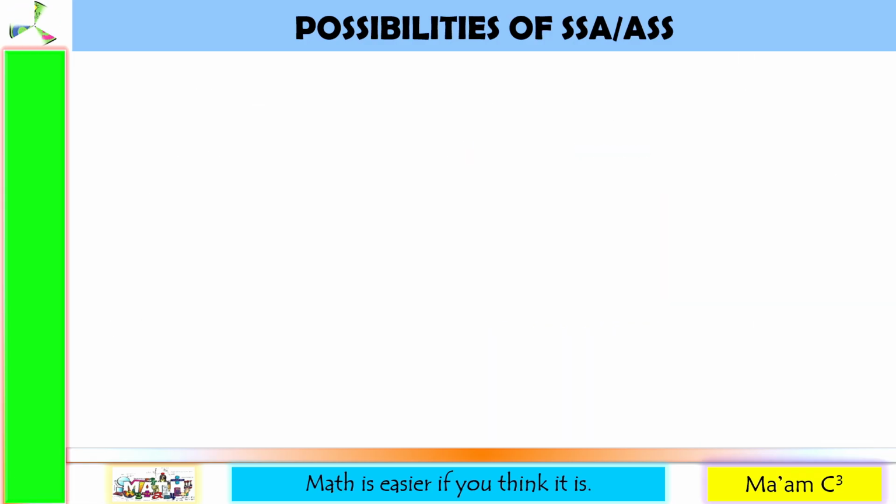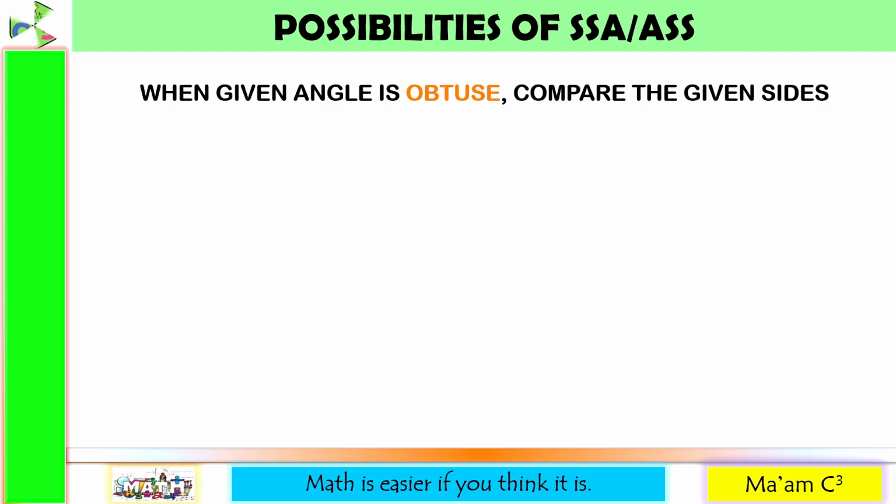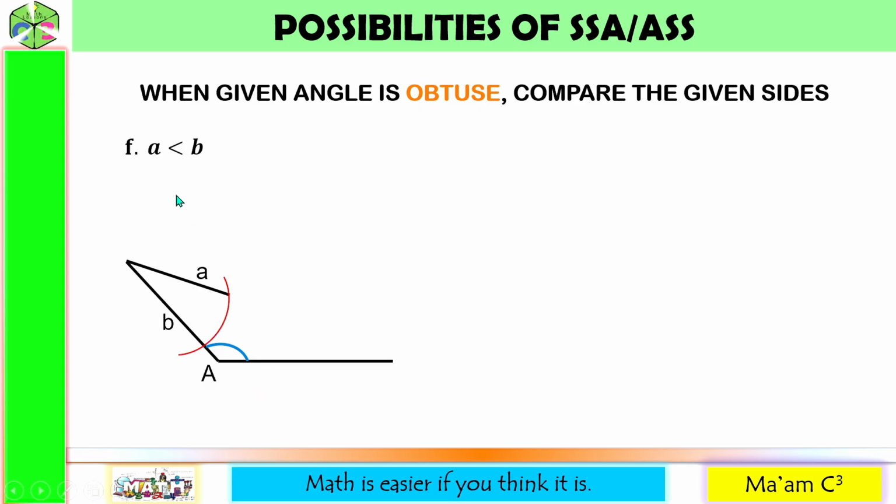Let us continue, this time when the given angle is obtuse. If that is the case, no need to solve for the height. Simply compare the given sides. Here is one possible outcome. I have here an obtuse angle and the opposite side, here is side A. You will see that the opposite side is shorter than the other side given. In symbol, A is less than B. You can see that there is no triangle formed.